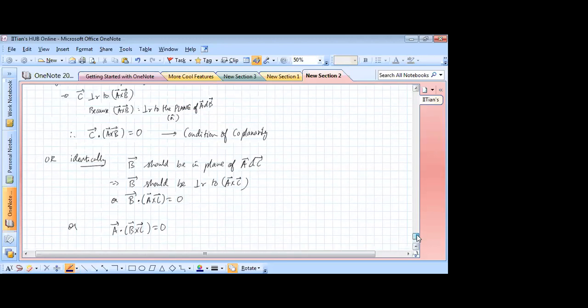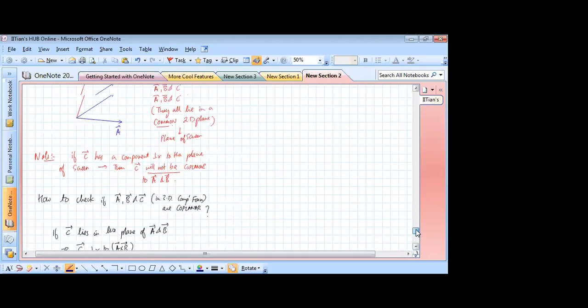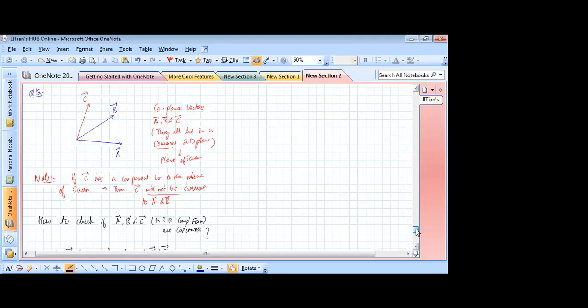So this is the condition for coplanarity of three vectors. Just note down and understand this condition first, then we'll discuss how to solve the problem. If three vectors are coplanar, then the dot product of any one with the cross of the other two should be 0. That is what finally this method is telling us.